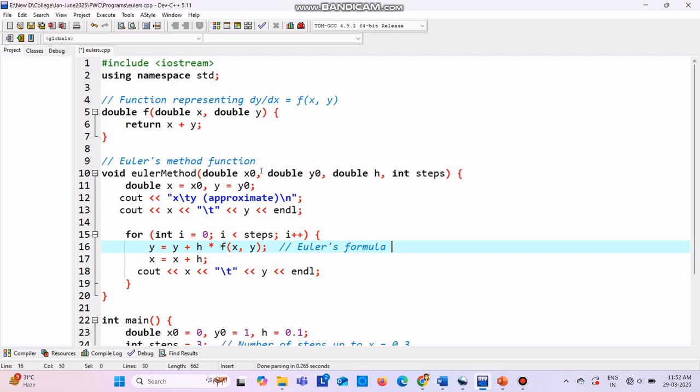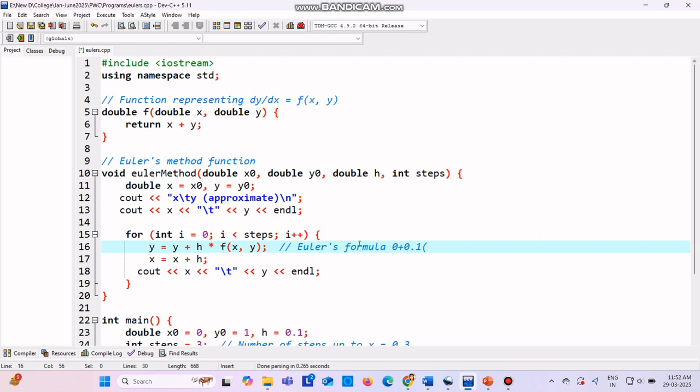y is equal to y, so y0 is 1. Sorry, here this is not 0, this is 1. The y value is 1, because y equal to 1. Plus h, which we have taken as 0.1, and then we are calling the function f of x, y. We pass 0 and 1 to the function, and when we call this function, this part will be activated. This is the definition of the function.